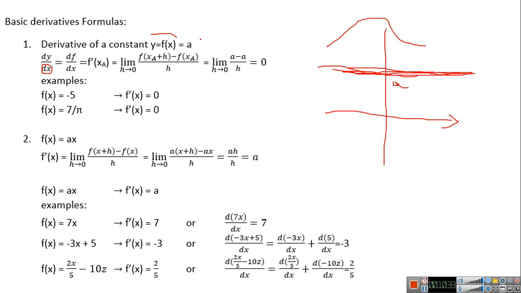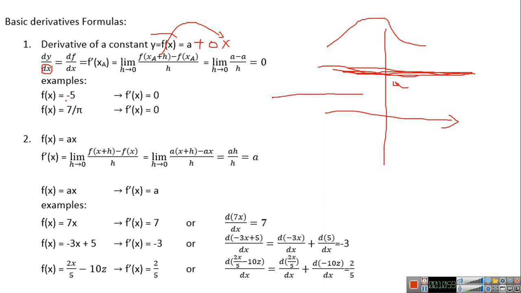Limit as h tends to 0 of f of x plus h minus f of x over h. So suppose we have a constant, it means we have a plus 0x. If you want to find f of x plus h, you must replace this x by x plus h. Since we have zeros, it's nothing else than a minus a. f of x is a, and f of x plus h is a constant a. So a minus a is 0. 0 over a number is 0. So that's why derivative of any horizontal line is always 0.